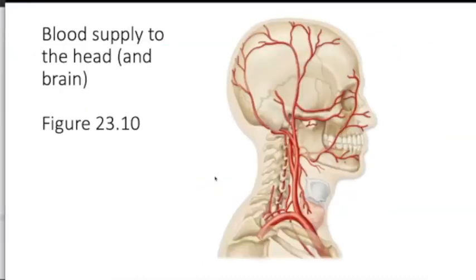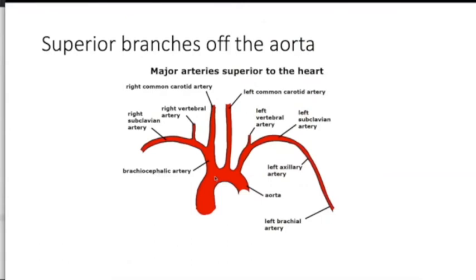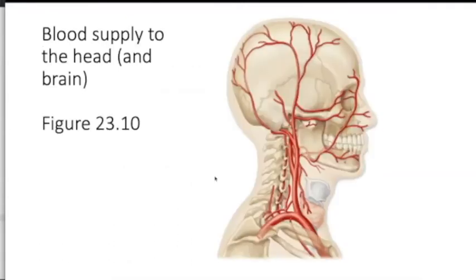Blood supply to the head and the brain. So what I'm going to do for the rest of this chapter is, okay, we've gotten out of the heart. Now we're going to go to various places in the body, and we'll start with the head. We're going to go to the head and then back to the heart, and then we'll go to somewhere else. In a later video, I'll do that and go through each of these.